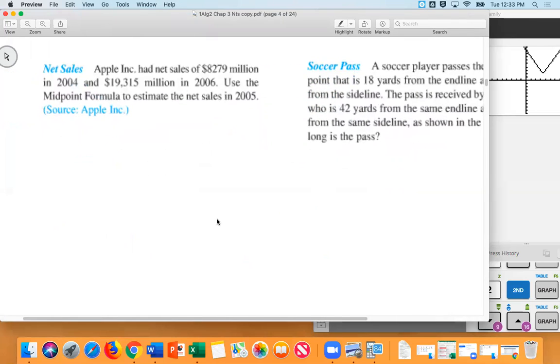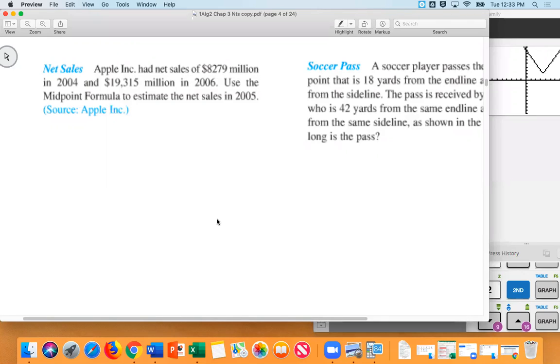All right, Apple Inc. This is a little outdated, 2006. It's okay, you'll get the point. Apple Inc. had net sales of $8,279 million in 2004, and in 2006, $19,315 million. Use the midpoint formula to estimate the net sales in 2005.